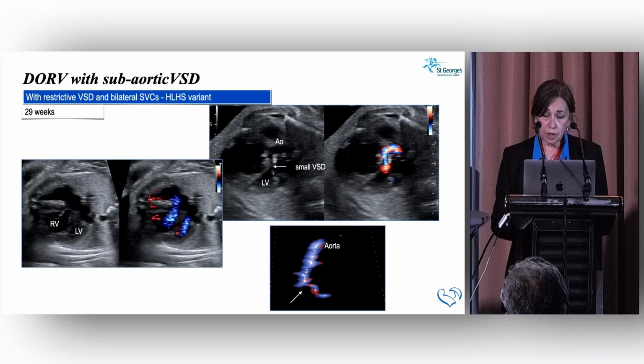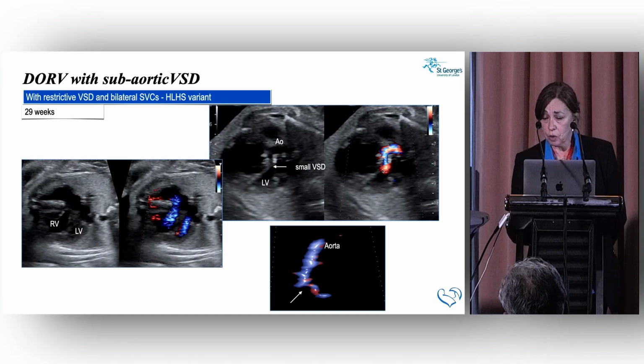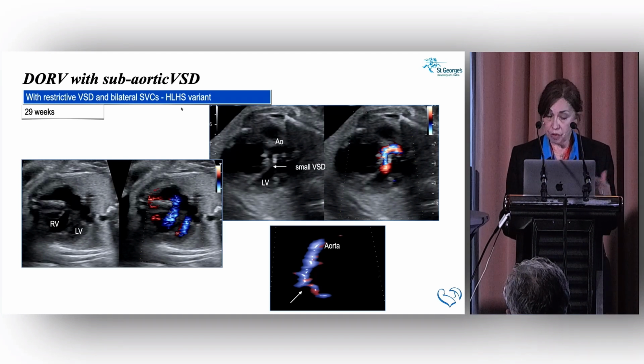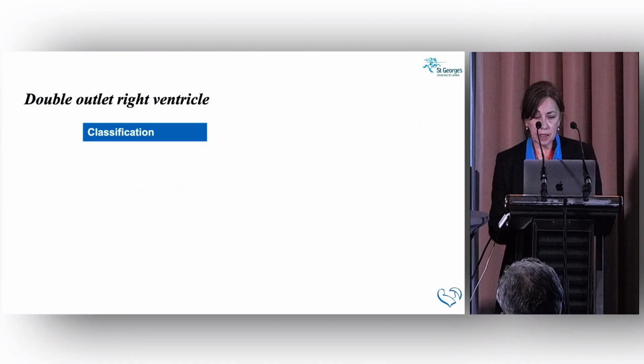So left ventricle here, small VSD, small aorta, and an associated coarctation. So in cases like this with such a narrow outflow tract, you are in a hypoplastic left heart syndrome. So quite different presentation from the ones I showed before. It's still with the subaortic VSD. So leaving that aside, let's look at subpulmonary VSD.